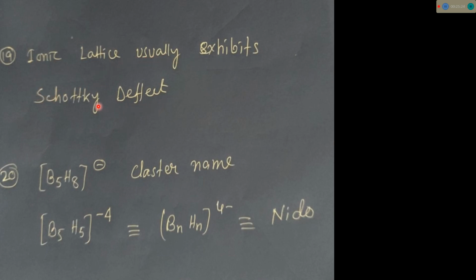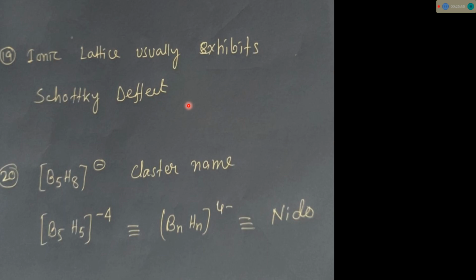So ionic lattice usually exhibits, there were four options, Schottky defect, Frenkel defect, और दो ऑप्शन था. So normally we know that ionic lattice usually exhibits Schottky defects and covalent lattice usually exhibits Frenkel defects. So there is some explanation. So why ionic lattice usually exhibits Schottky defects and why covalent lattice usually exhibits Frenkel defects.